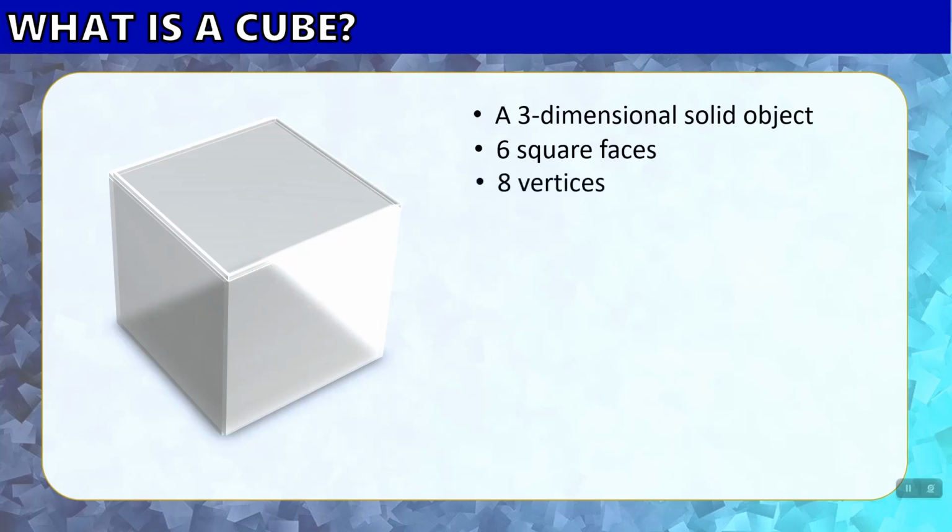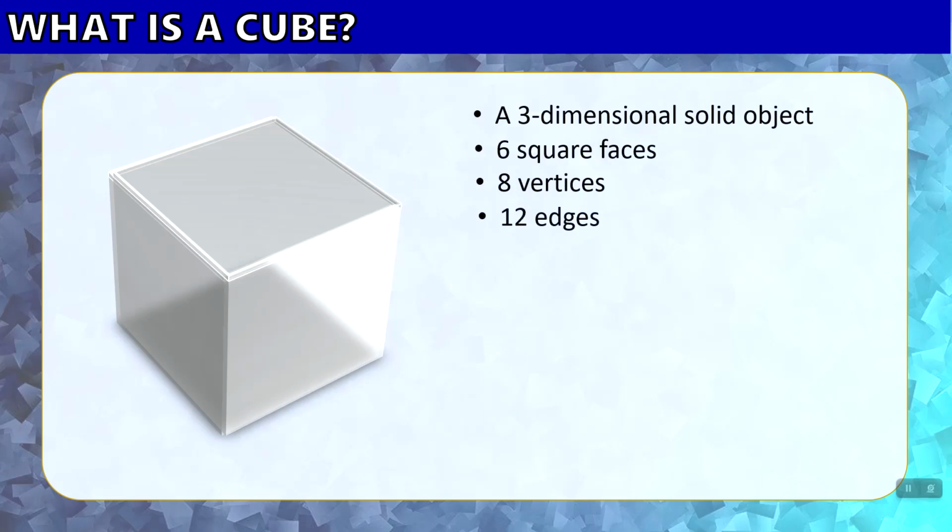It has 8 vertices, and vertices is just the plural of a vertex. And so here's a vertex, here's a vertex, here's another one. That's number 4, 5, 6, 7, and in the back is 8. We call them the corners. They are the pointed parts where the two edges meet.